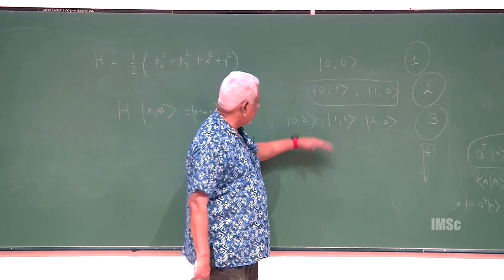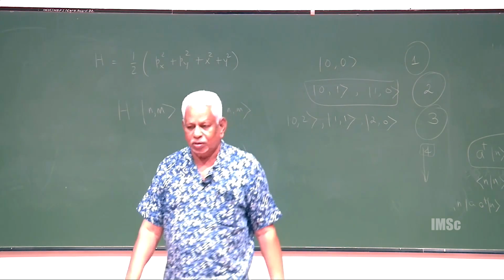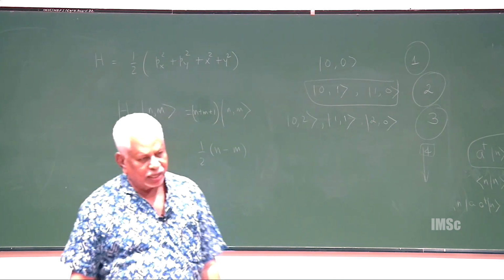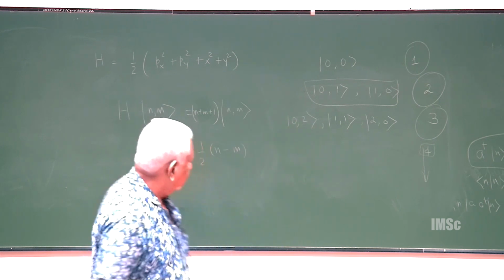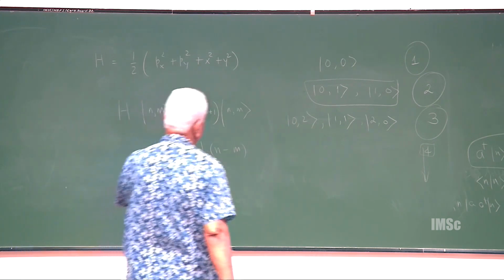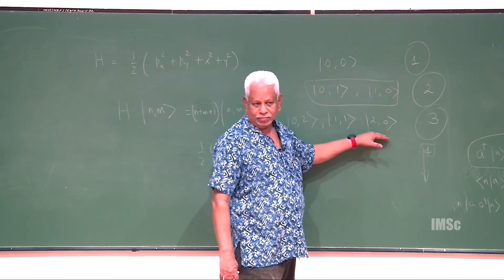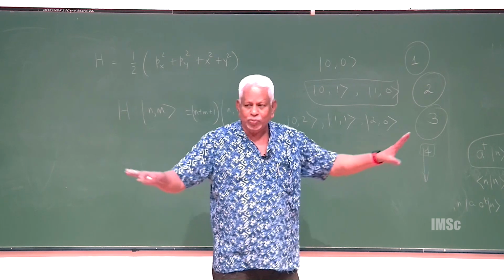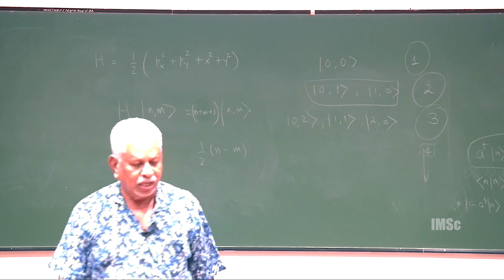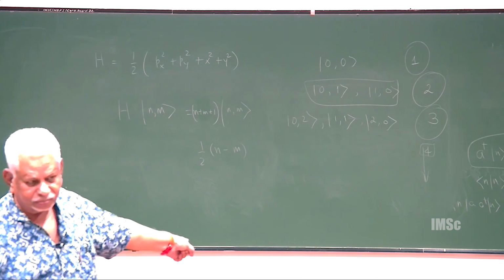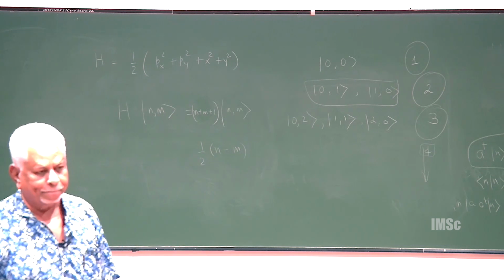Now let's go to the next one. What about 0, 2? n minus m is minus 2. Half of that is minus 1. So it's the minus 1 state, 0 state, and plus 1 state. You go to the next one, it will simply match. So the angular momentum things automatically come here in all these things, okay?